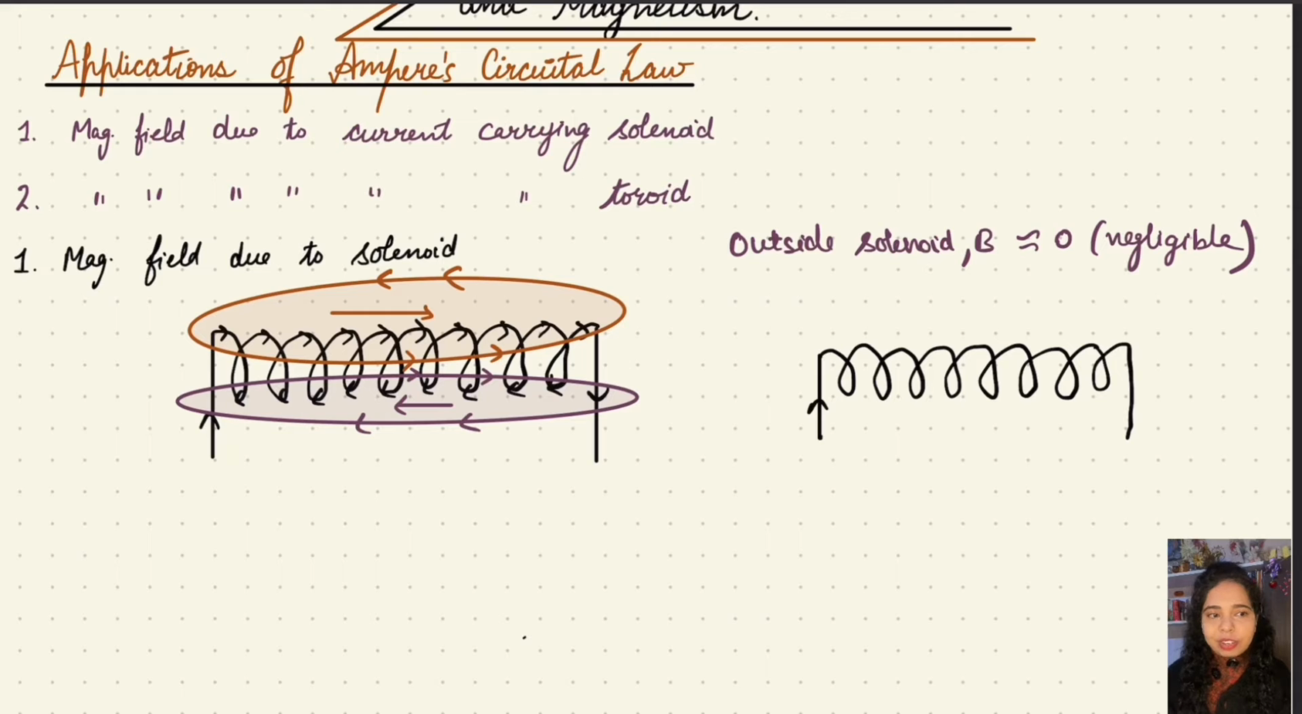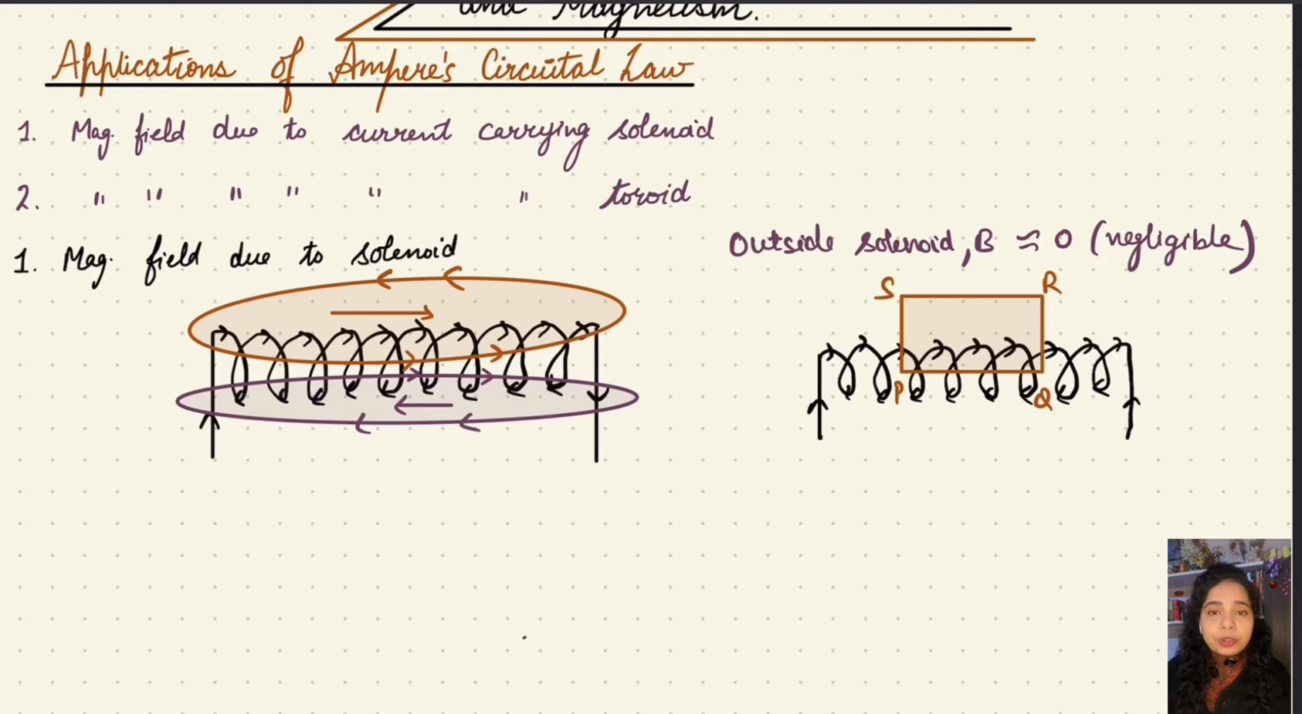Now this is a solenoid. Now we need to consider a closed path, because in order to apply Ampere's circuital law, we always need a closed path. Without a closed path, we cannot apply Ampere's circuital law. So on this solenoid, we will consider a closed path which is rectangular in shape, PQRS, in such a way.